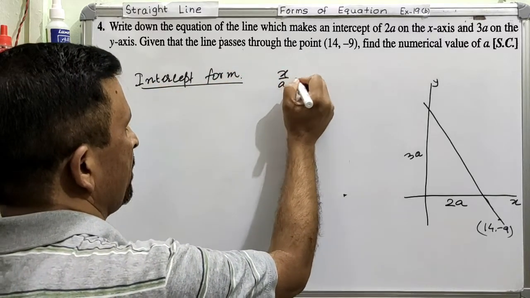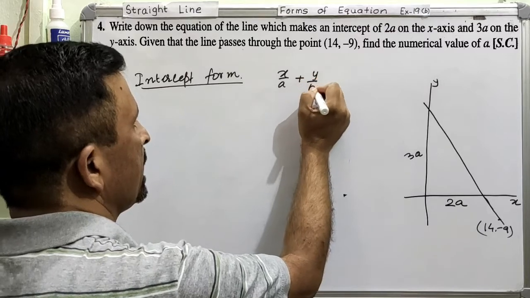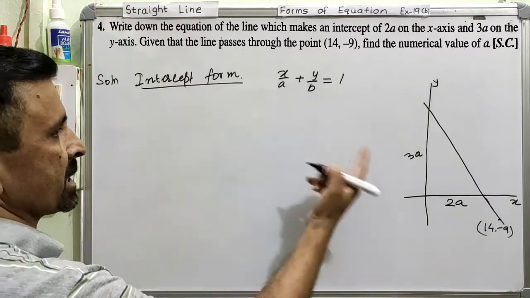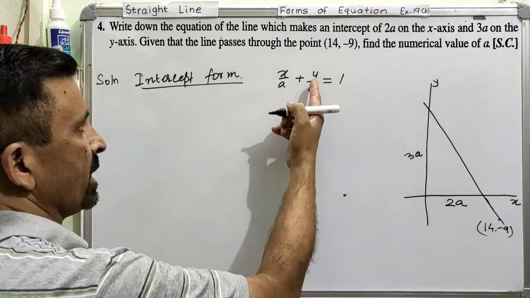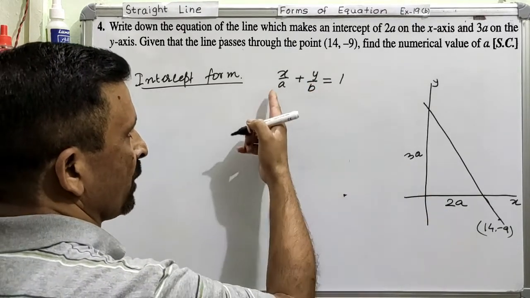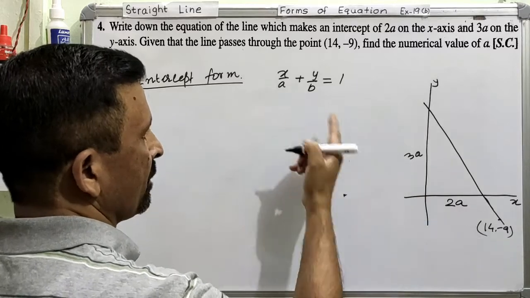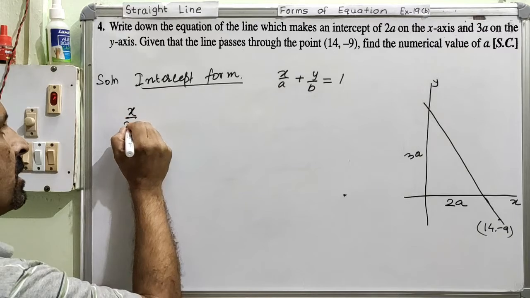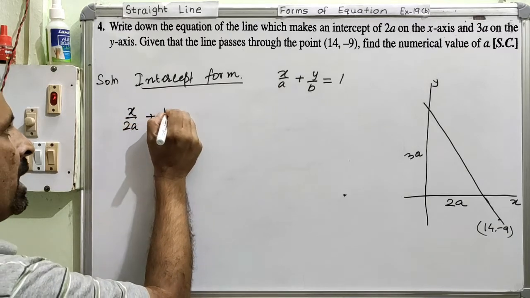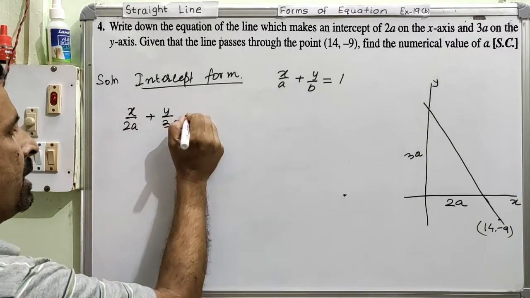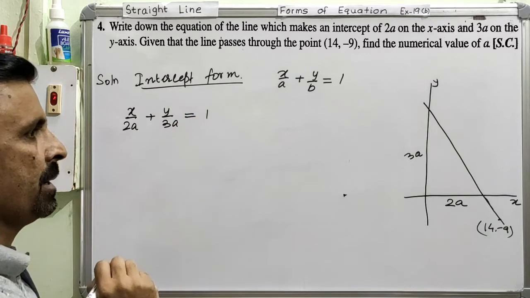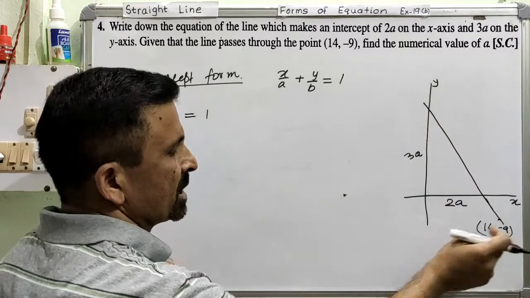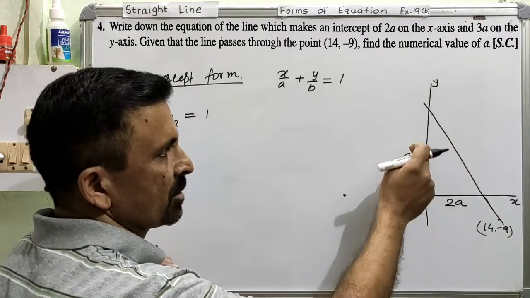X over A plus Y over B is equal to 1. This is your intercept form. Now put the value. Now X intercept is how much? 2A. And Y intercept is how much? 3A. So for A we will write 2A, and for B we will write 3A, and we will simplify. So X over 2A plus Y over 3A is equal to 1. Is this very clear? Now next, this line passes through this point. So this point should satisfy this equation.